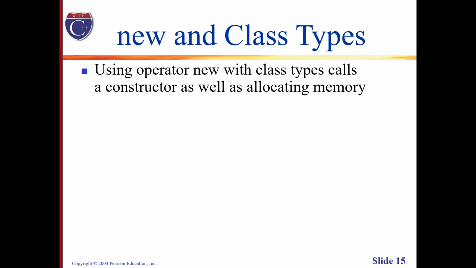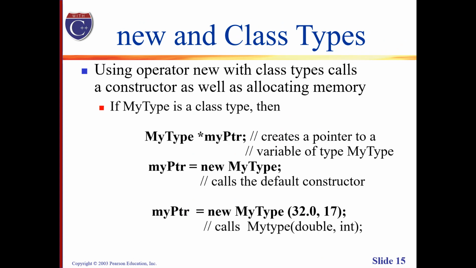Talking about the use of new with class types. Using operator new with class types calls a constructor as well as allocating memory. For example, we have the following. Let's say myType is of type class. Then we can declare it this way. In this case, we create a pointer to a variable of class type myType. Then we call the default constructor.